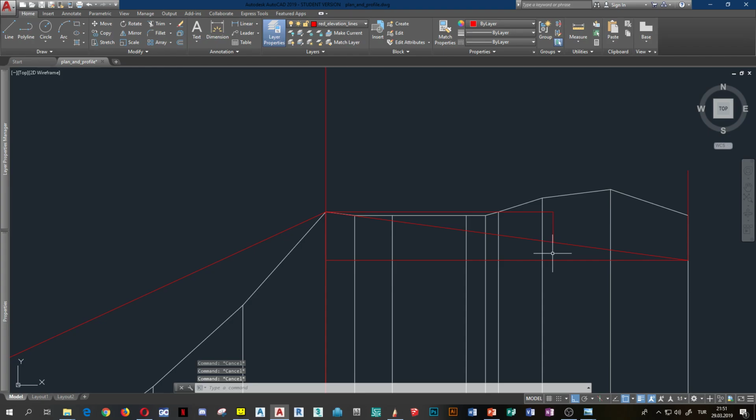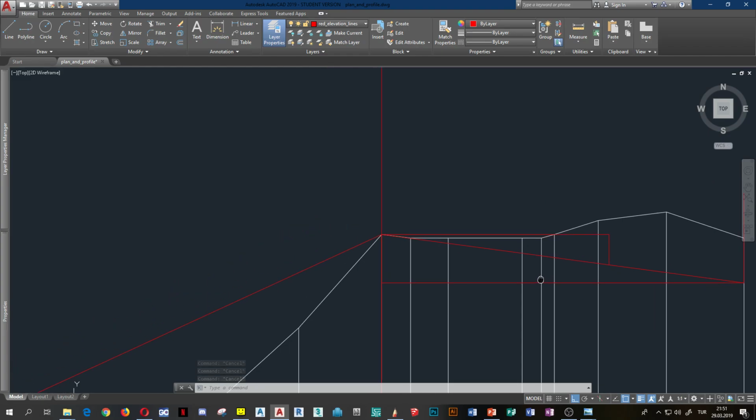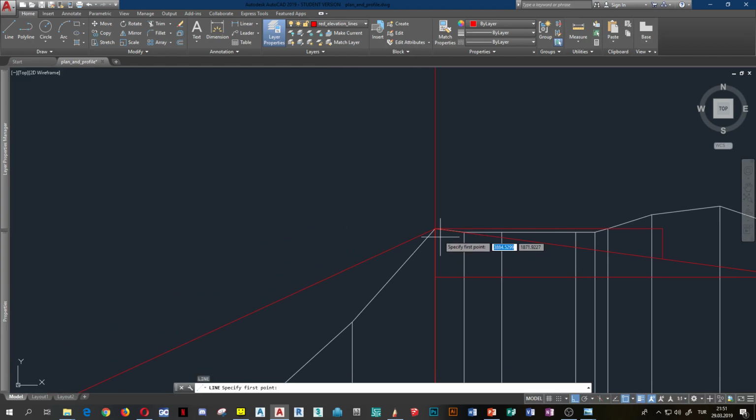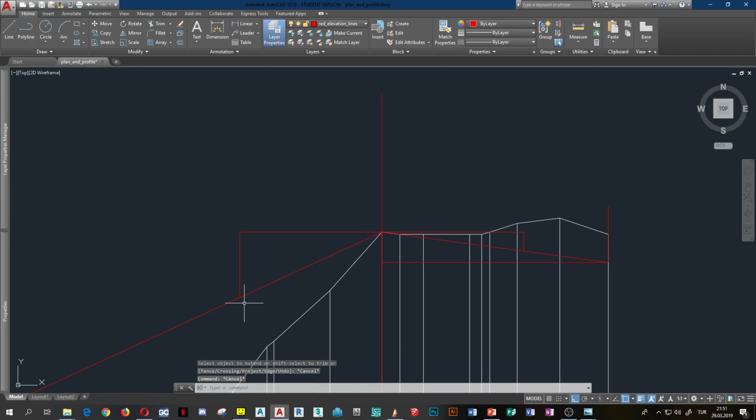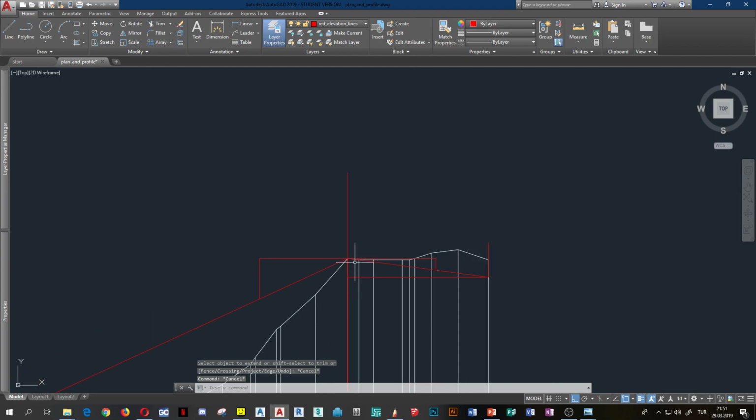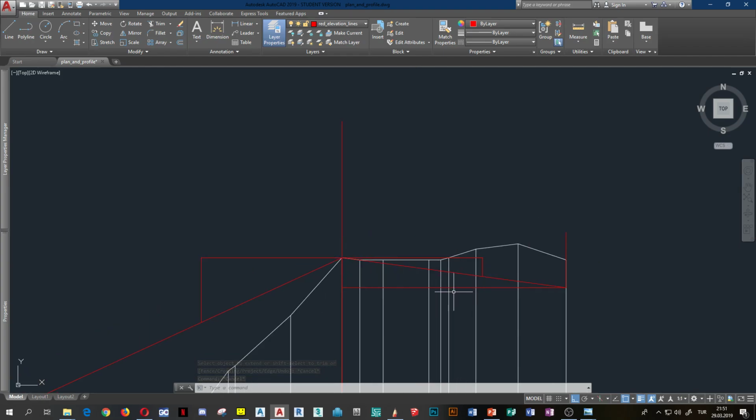Yes, this point is VPT, of course, must be. And line 50. Don't forget extend. If you don't extend, your line goes to wrong distance. Yes, it's our VPT and POI and VPT.